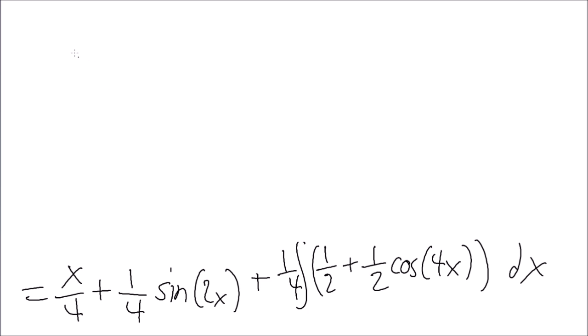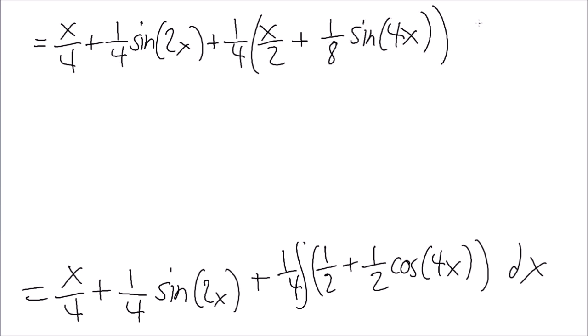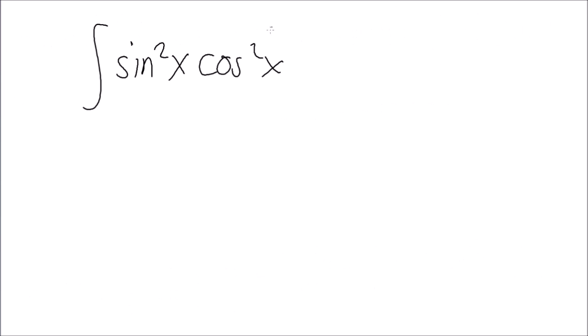So now this is equal to x over 4 plus 1/4 sine 2x plus 1/4 times x over 2, and then 1/4. Oh, careful, that's not 1/4. We're dividing by 4, so now that's 1/8. So sine of 4x, not 2x, plus c. And that's our answer.